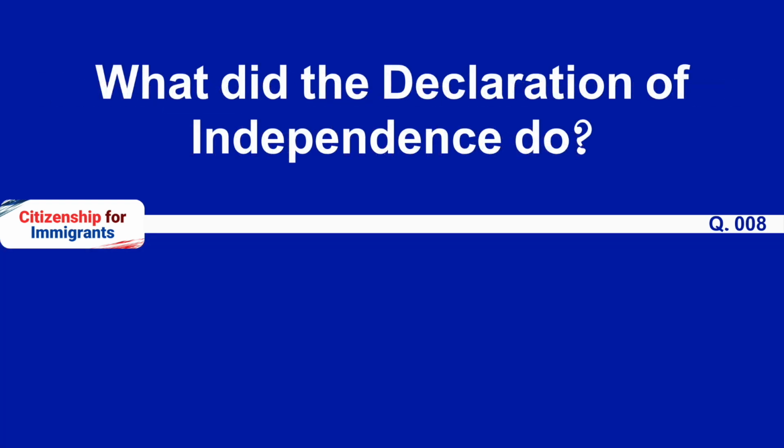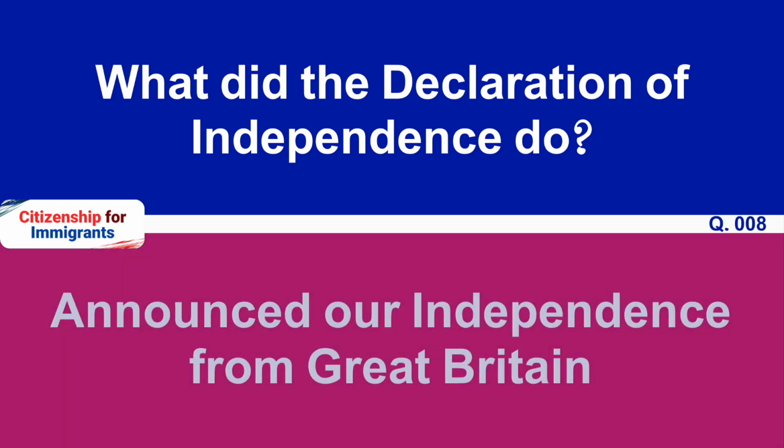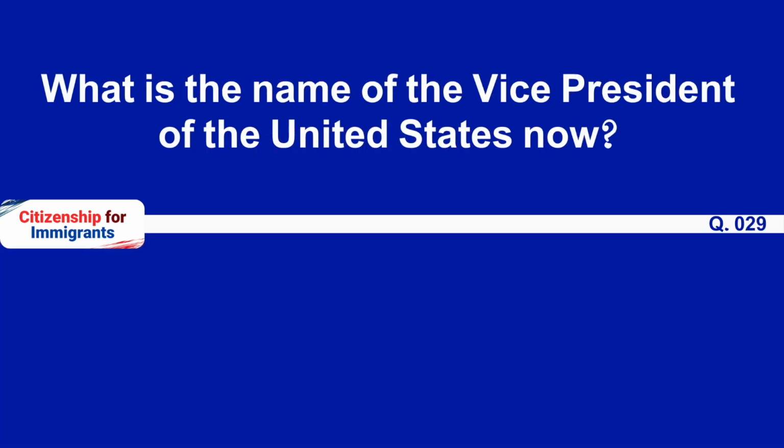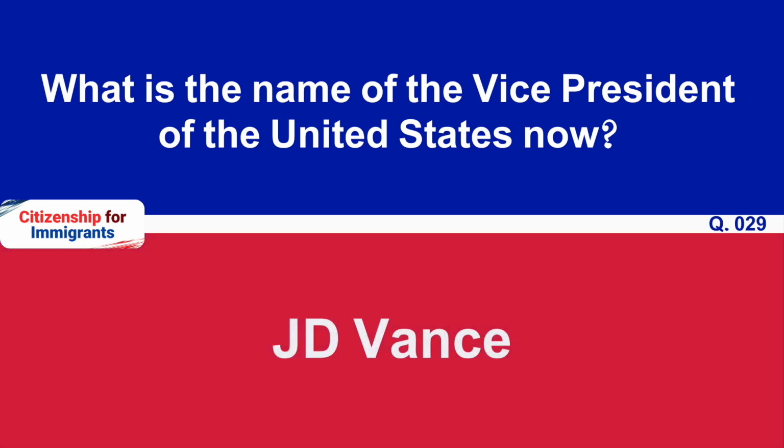What did the Declaration of Independence do? Announced our independence from Great Britain. What is the name of the Vice President of the United States now? J.D. Vance.